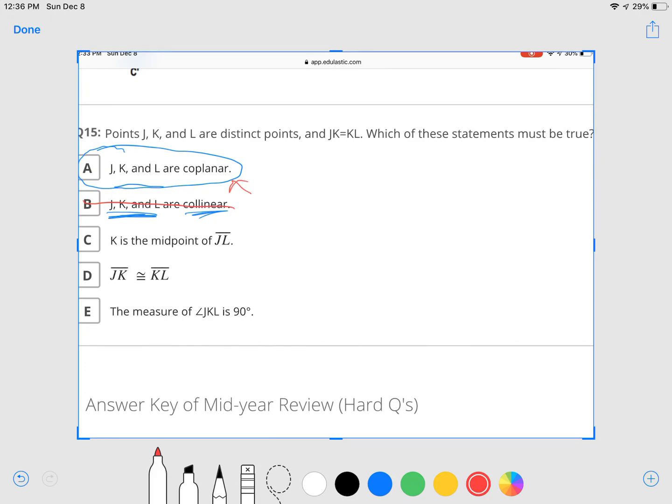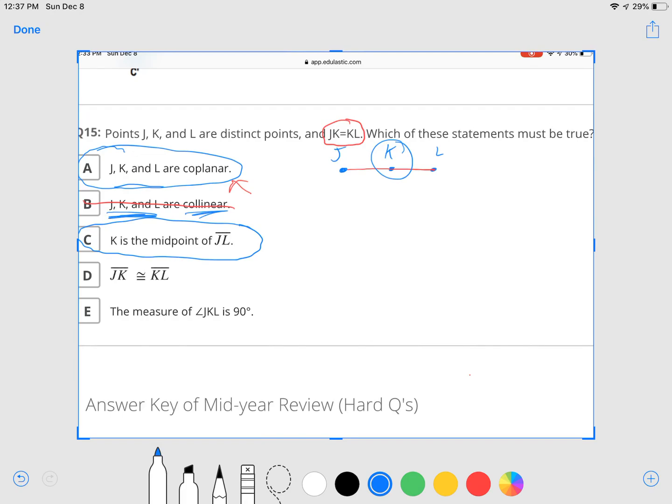C. Option C says K is the midpoint of JL. This is very tempting because we got J, K, L, and the reason I spaced them out so neatly, where this is the same length as this one, is because they told us JK is equal to KL. So you might think this is true. Option C is true. K is totally the midpoint.